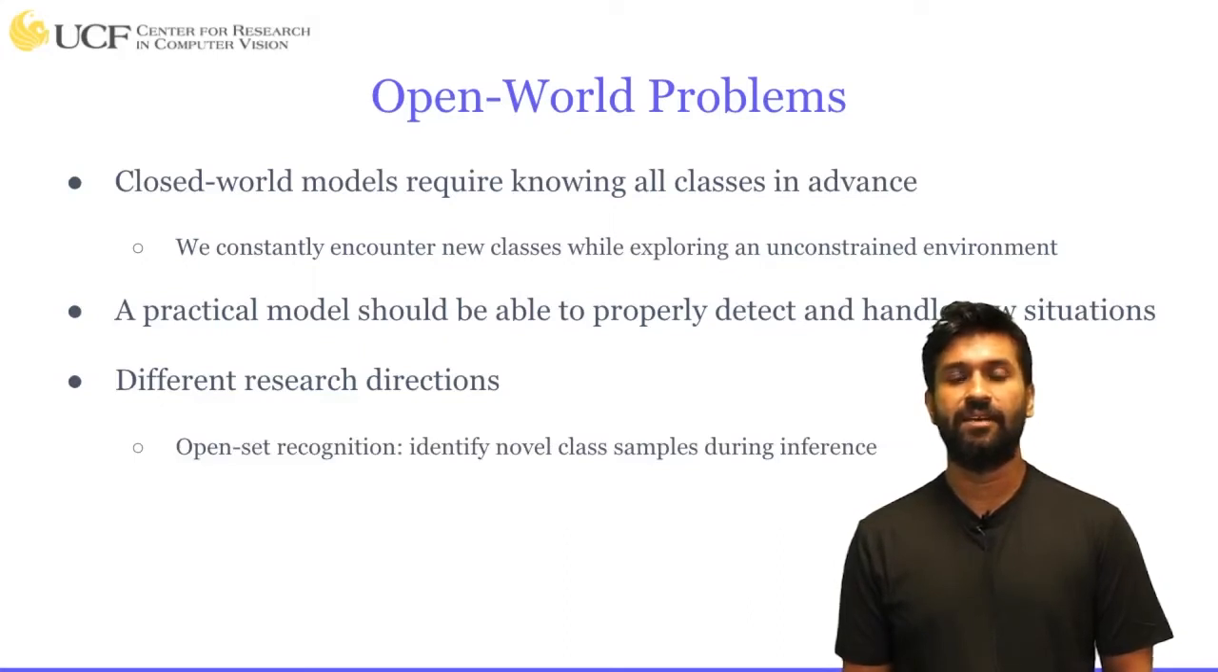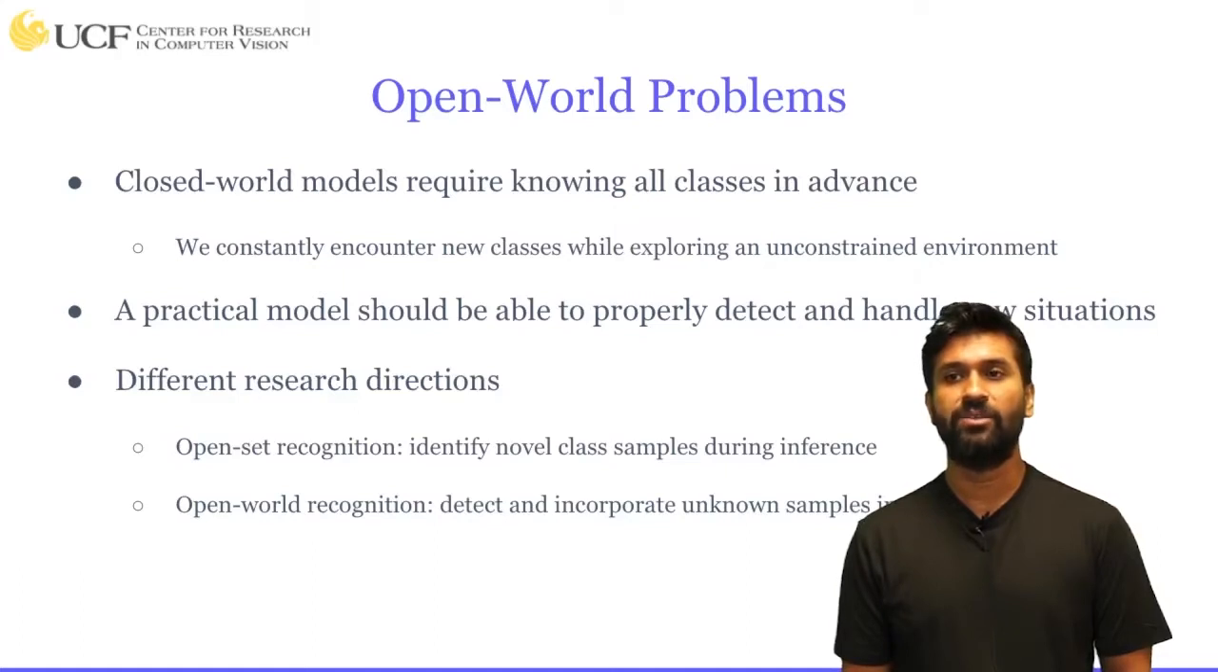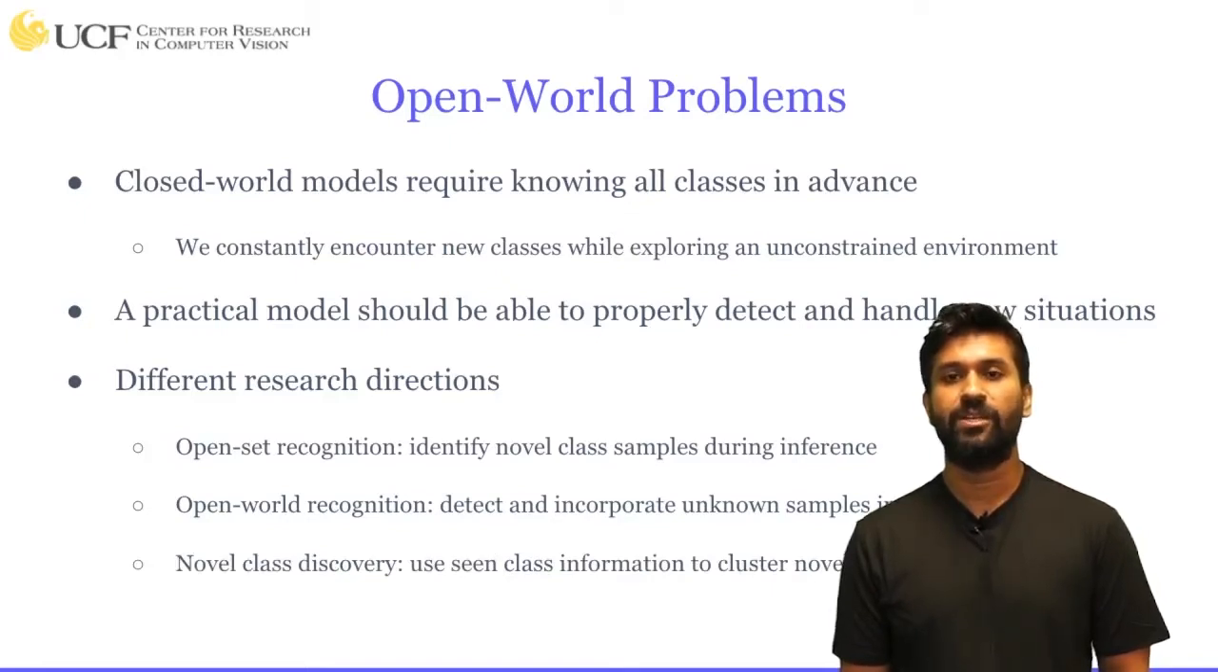For instance, there are methods called open set recognition, where the objective is to identify novel class samples during inference. And in open world recognition, the goal is to detect and incorporate unknown samples into training. So this is basically a human in the loop approach. And there is a new set of methods called novel class discovery, where the objective is to use seen class information to cluster novel class samples.